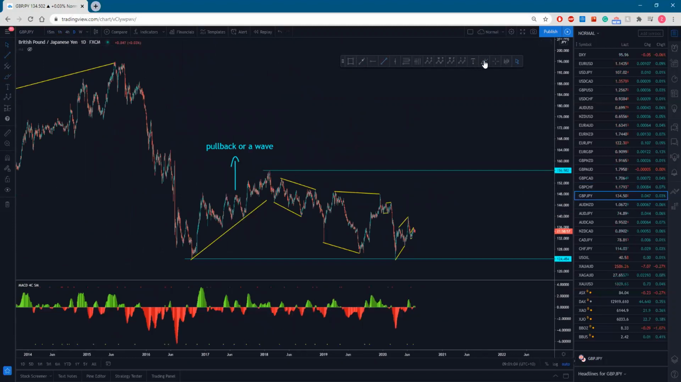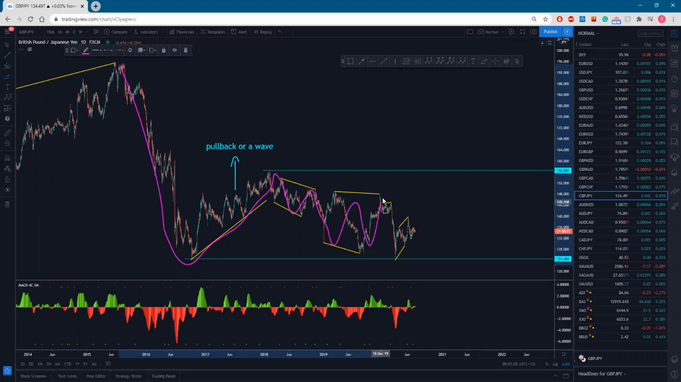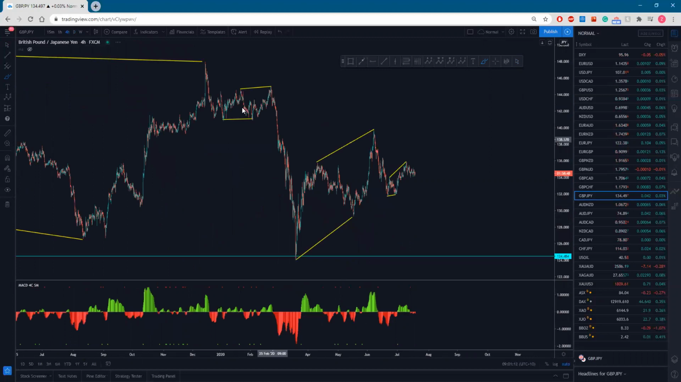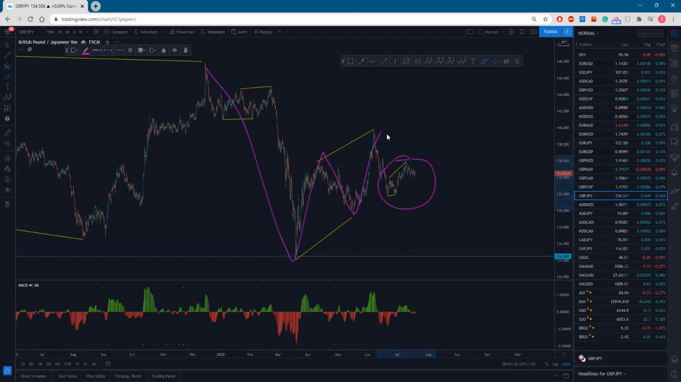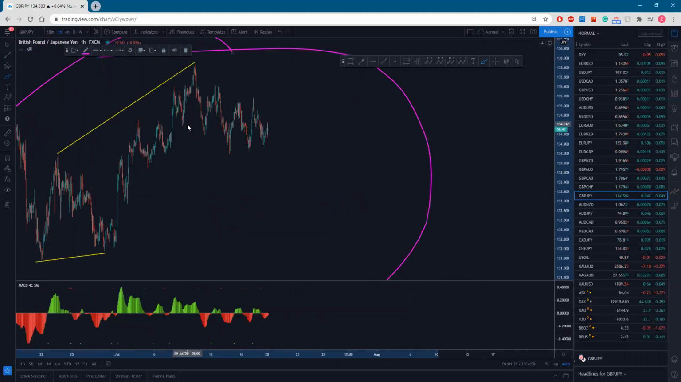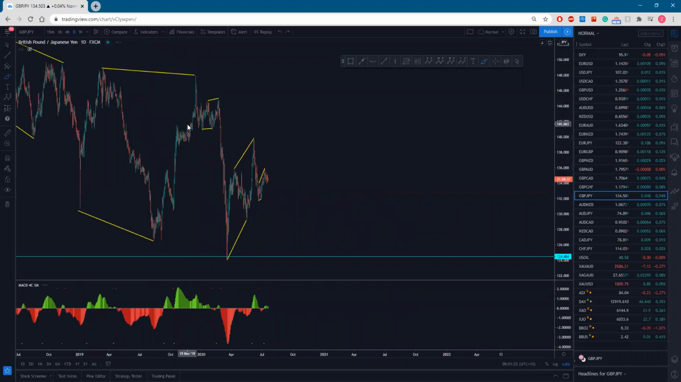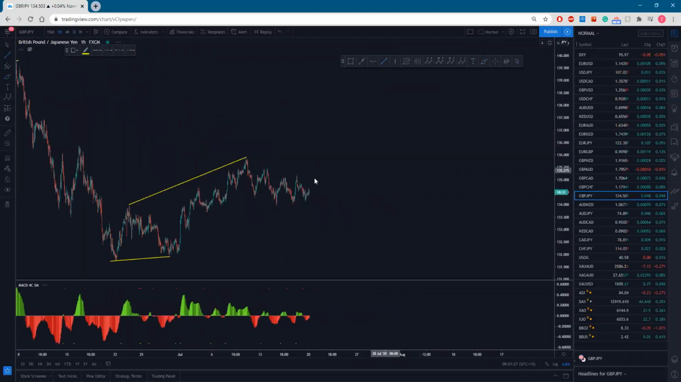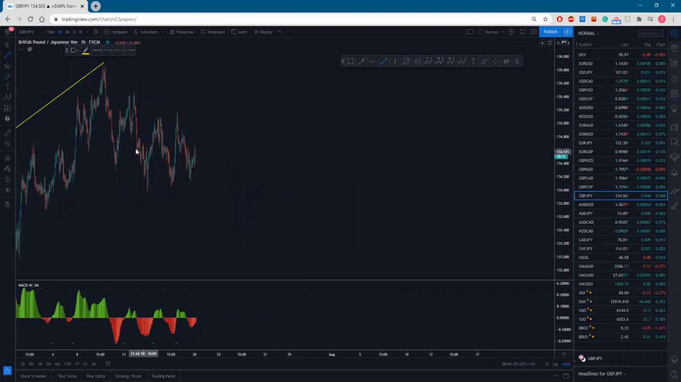Impulse, pullback, correction, more correction. Go to the 4 hour. Then we've got an impulse, 1, 2, 3. This is your correction. If you're looking at how to sell it, just make it so we can figure it out. I mean, this could be your sell setup.